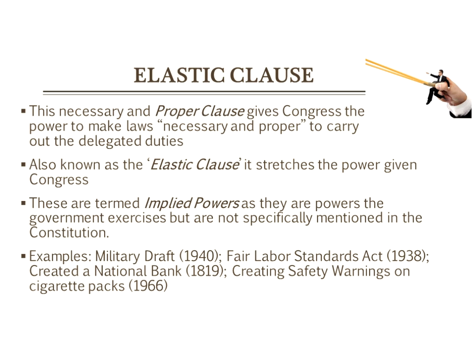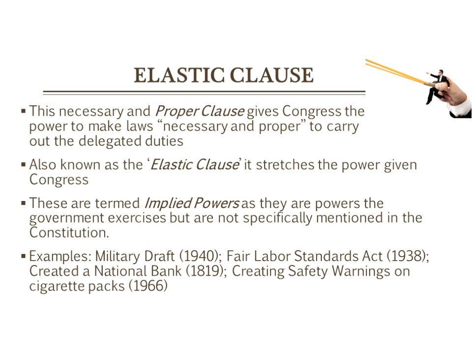It's also termed the implied powers, as they are powers that the government exercises but are not specifically mentioned within the Constitution. So, for example, a military draft would be an example of an elastic clause. That occurred in 1940. If you need to go to war and you need to have enough people fighting for the country, then you need to have a military draft. So the military draft came into being simply because it was an implied power of Congress when they declare war.